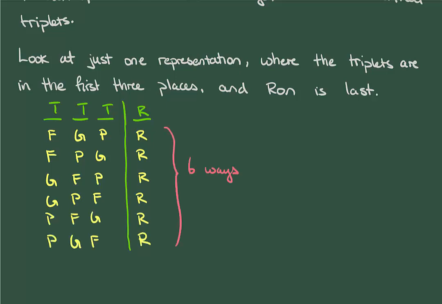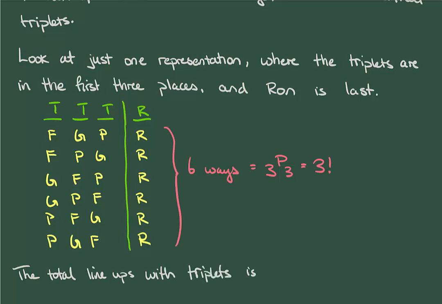So with triplets, we overcounted TTTR by 6. And the number 6 arises because it's the number of ways of arranging each of the triplets. That's 3 factorial ways. So in the case of the 4 brothers, including Ron, there would be 4 pick 4 over 3 pick 3, or 4 ways of picking the lineup.